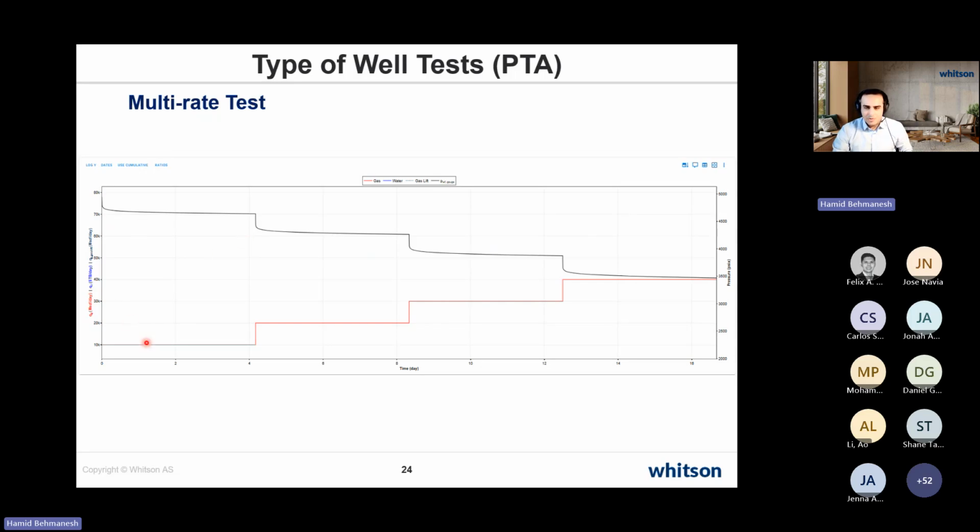What we're going to do is produce the well for a while so we get some stabilization in the pressure. We're going to collect this Pwf at the end of each period, and we're going to plot it in such a way that we get the turbulence factor.